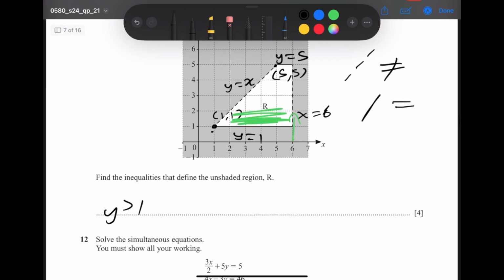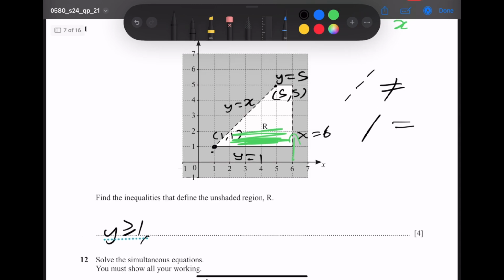Now, since y is equal to 1 is a straight line and not a dotted line, this means that y is equal to 1 is also valid. Therefore, y is greater than or equal to 1. For the second horizontal line, y is equal to 5, we can see that the region is below this line, which means that y is less than 5. And since this line is also a straight line and not a dotted line, y can be equal to 5 as well.